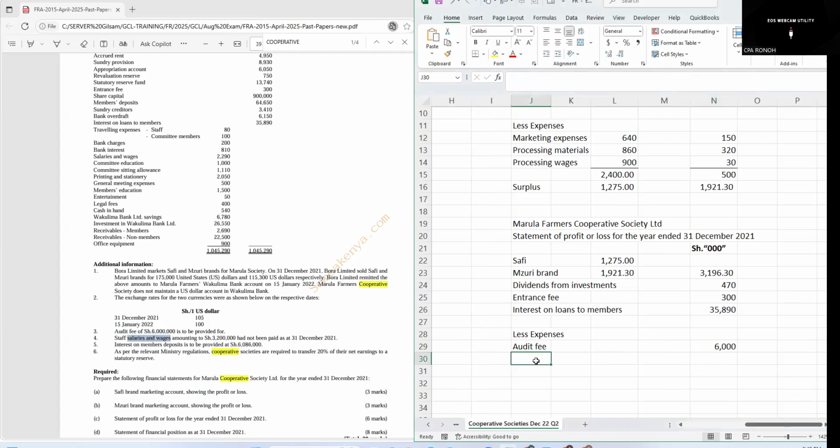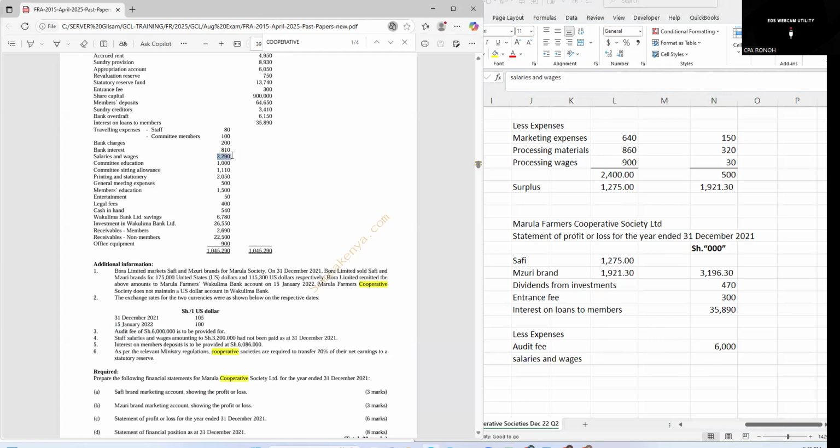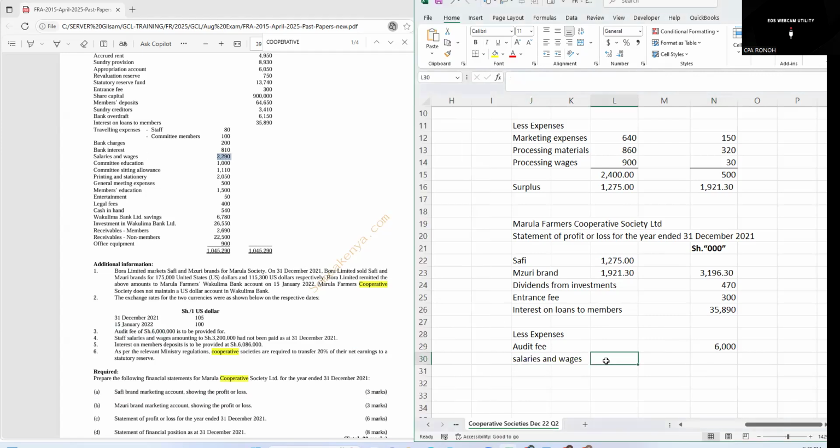Do we have salaries and wages in the trial balance? Yes, of 29.20. So you take 29.20 plus whatever is accrued here, 32,200. That will give you the total salaries expenses. So that is the total salary expenses.